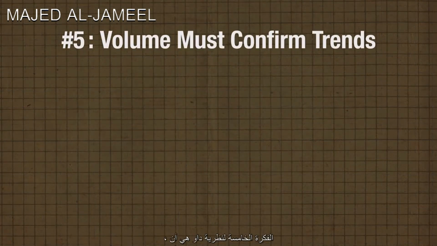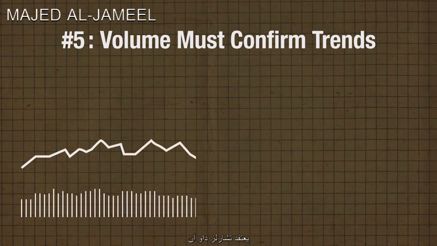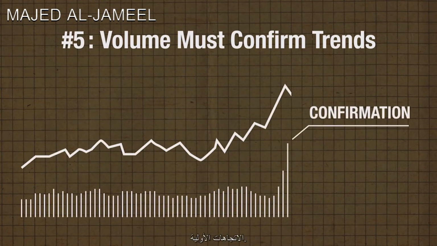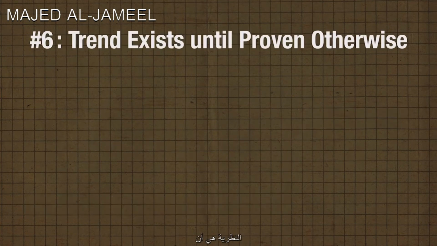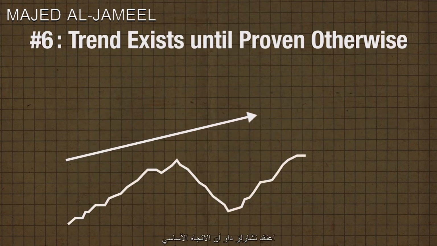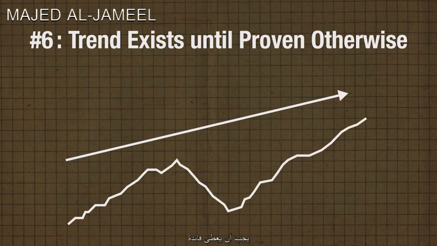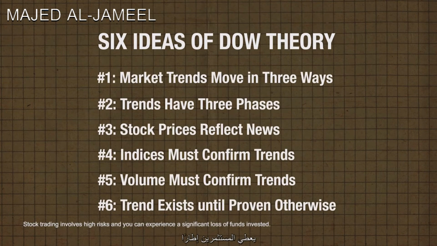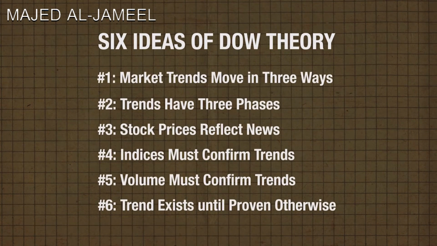The fifth idea of Dow Theory is that volume must confirm trends. Charles Dow believed that relatively high volume was necessary to confirm primary trends. The sixth idea of Dow Theory is that trends exist until definitive signals prove otherwise. Charles Dow believed that a primary trend should be given the benefit of the doubt. Combining the 6 ideas of Dow Theory gives investors a framework for organizing information in the financial markets.